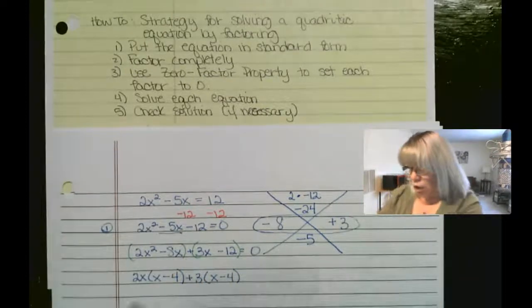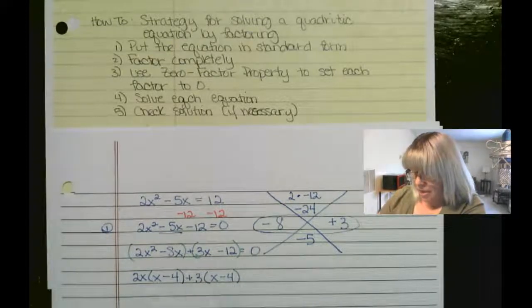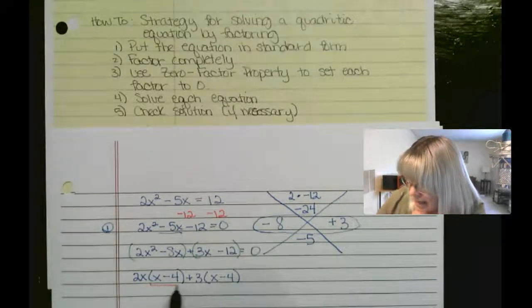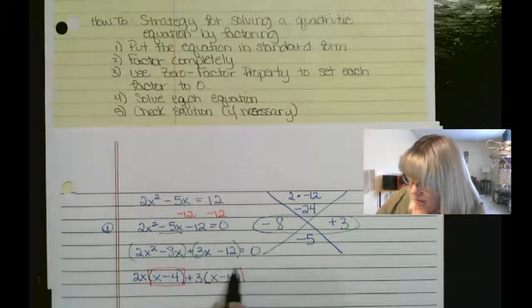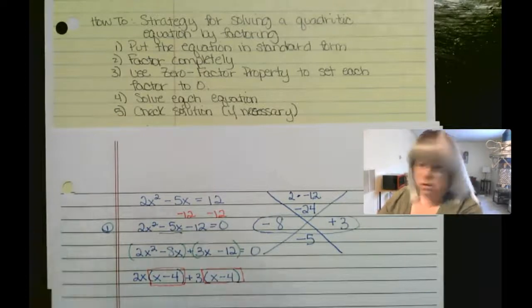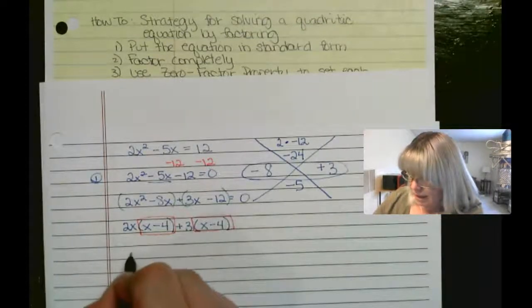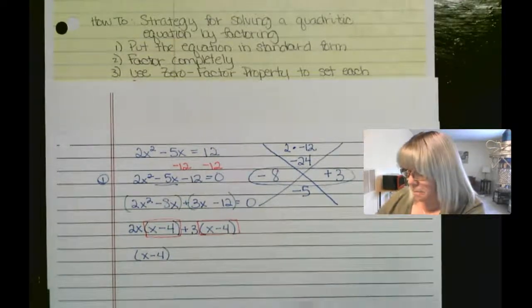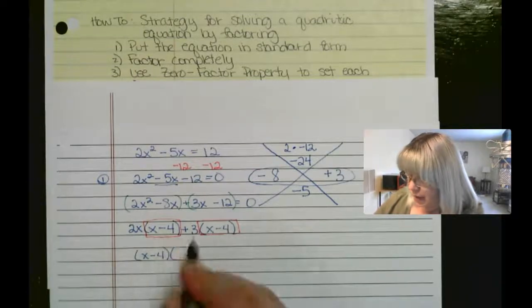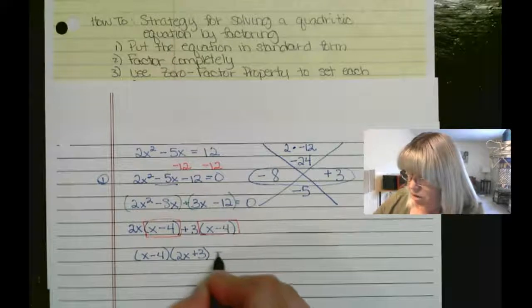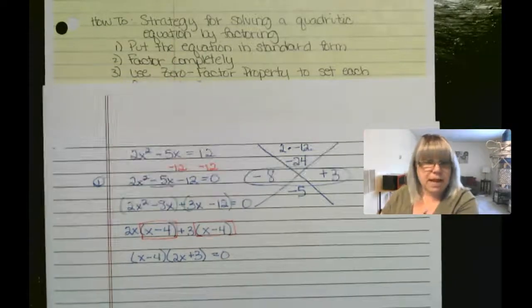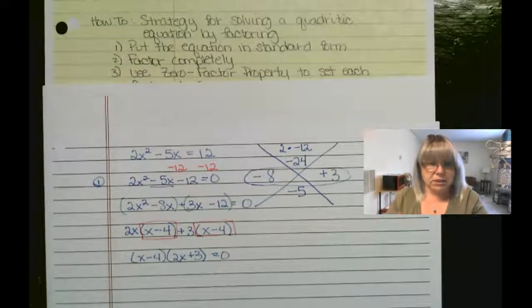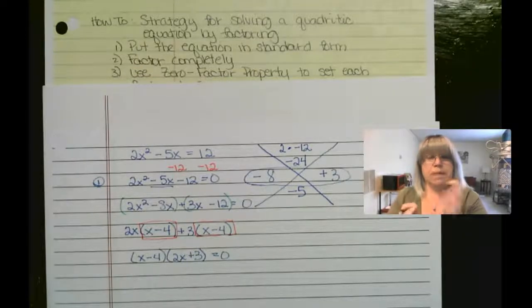All right. Looking at my new problem, they both have the x minus 4 in common. So I'm going to factor that out. All right. X minus 4, and I said plus 4, sorry about that, minus 4. That leaves behind a 2x plus 3. And all of that equals 0. Now I'm completely factored, and I can move on to step number 3.